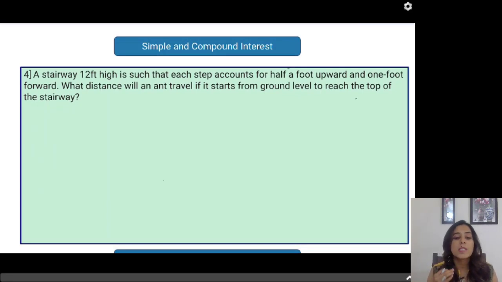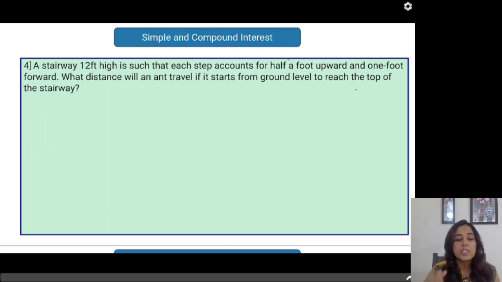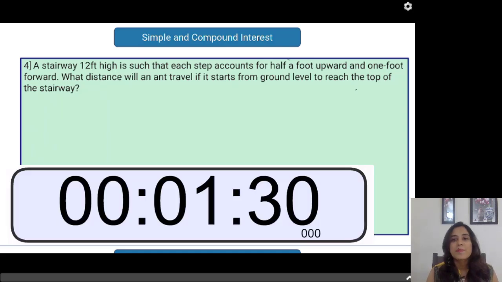A stairway which is 12 feet high is such that each step accounts for half a foot upward and 1 foot forward. What distance will an ant travel if it starts from the ground level to reach the top of the stairway? So guys, your time starts now.